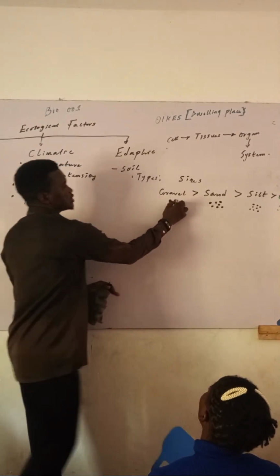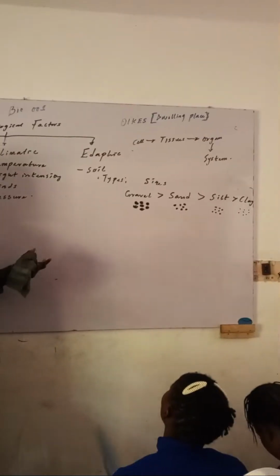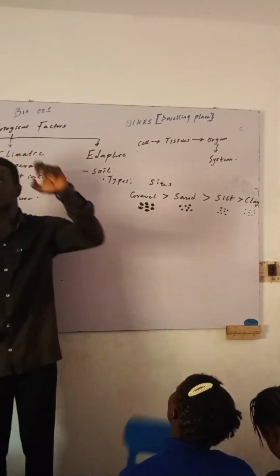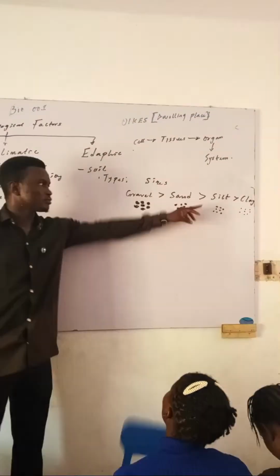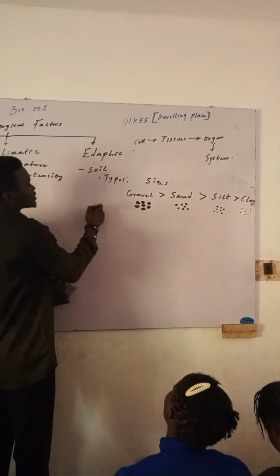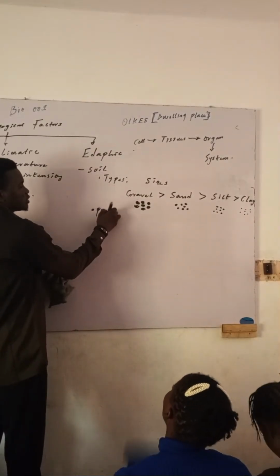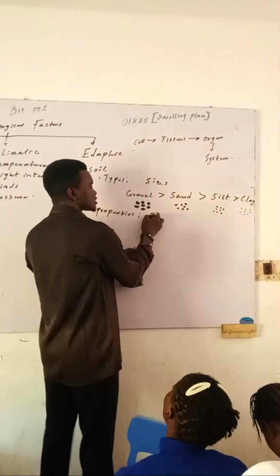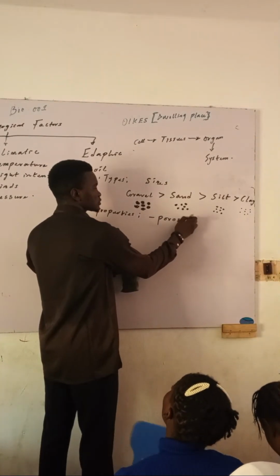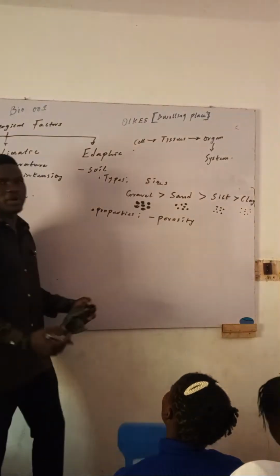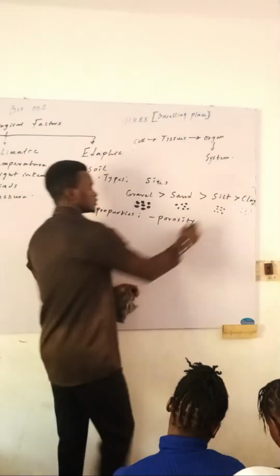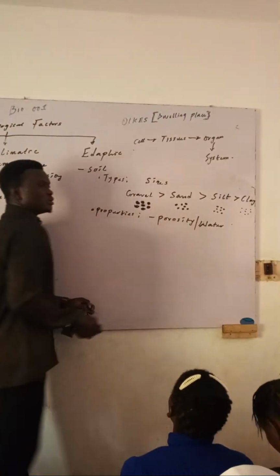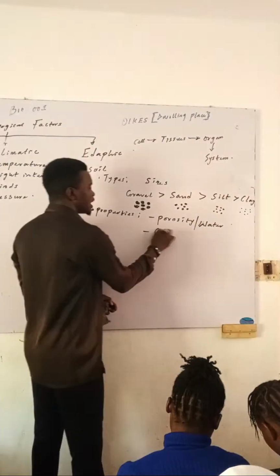Do you get that? So when you're touching different types of soil, you can talk about how they look like. The finest of the particles is seen in clay. Then you can talk about properties of soil, which I'm going to talk about later. The properties such as porosity. Porosity is talking about water retention. How do they retain water? You can also talk about capillarity.